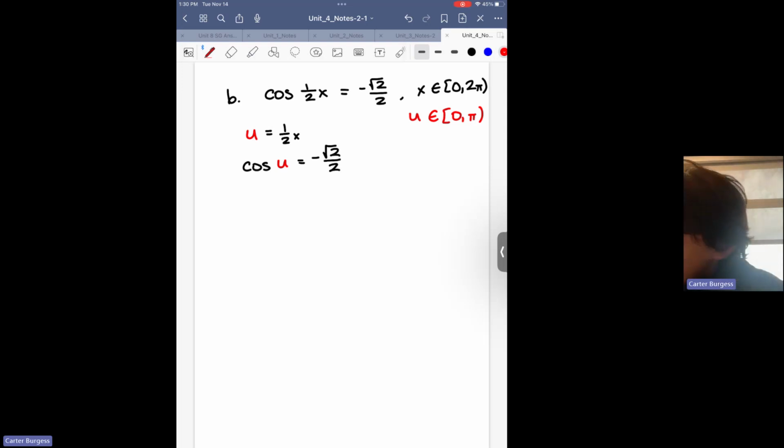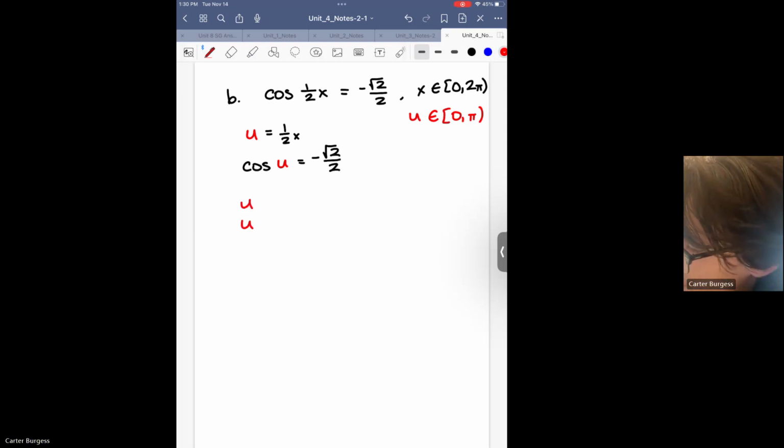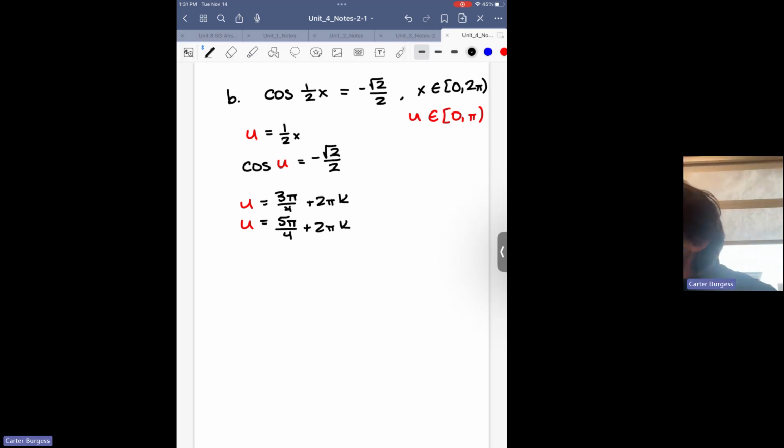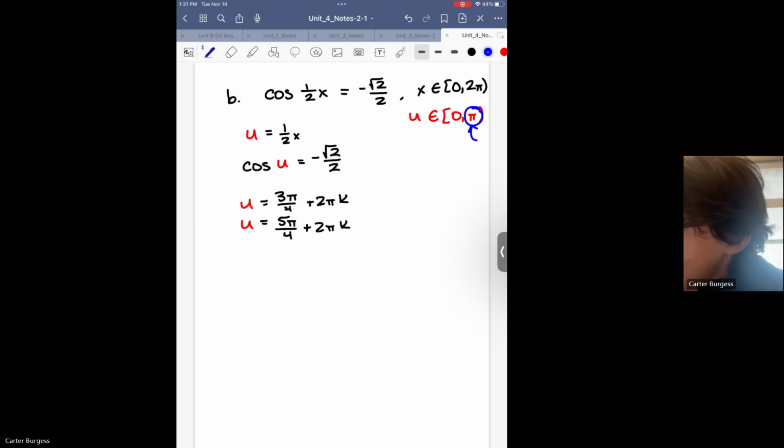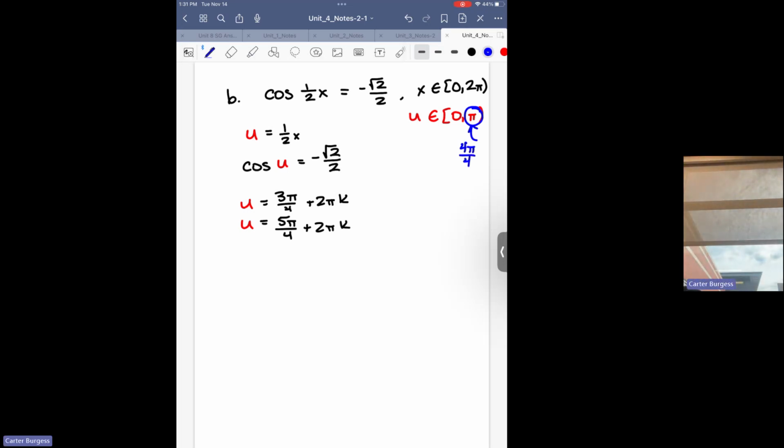All right. What are the nodes that I get? Three pi over 4 and 5 pi over 4. Of course, plus 2 pi k for each one. And so how could I maybe restate pi here in terms of the information that I'm actually going to be looking at? Just pi, just 4 pi over 4. Awesome. So let's check some values of k.